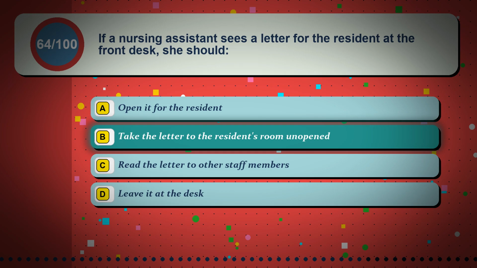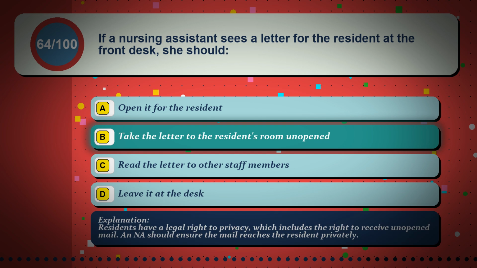The correct answer is option B, take the letter to the resident's room unopened. Residents have a legal right to privacy, which includes the right to receive unopened mail, and NAs should ensure the mail reaches the resident privately.